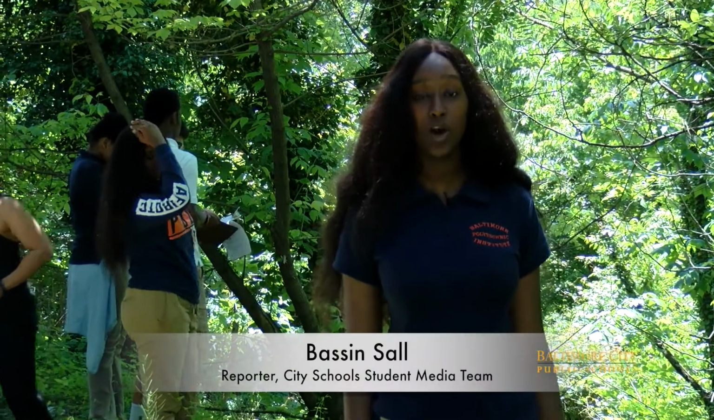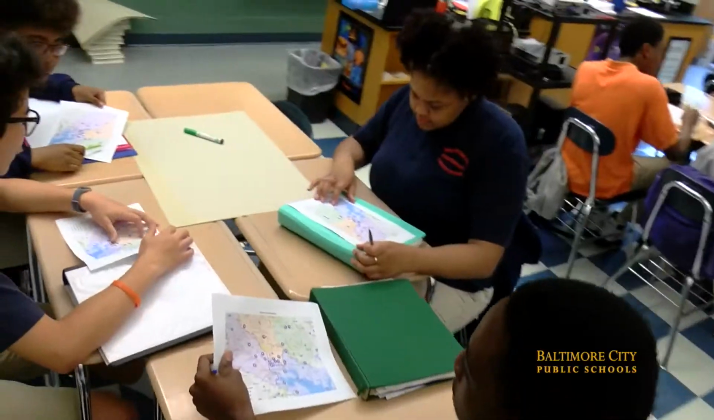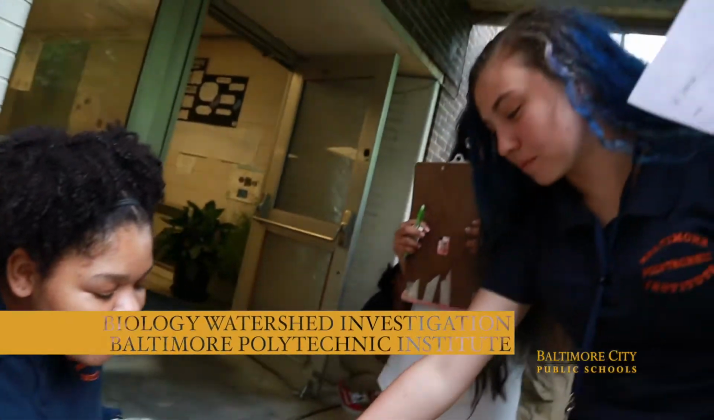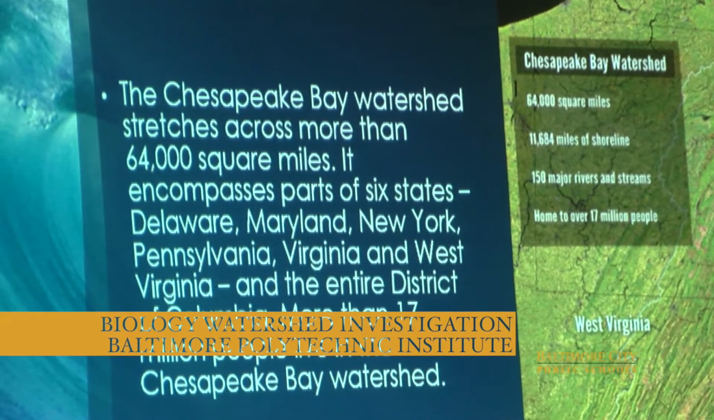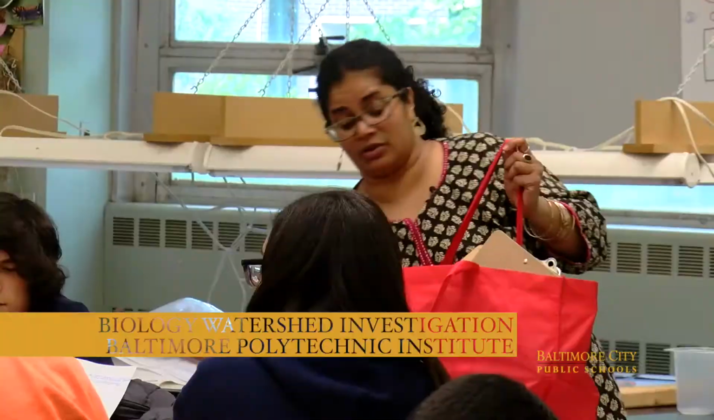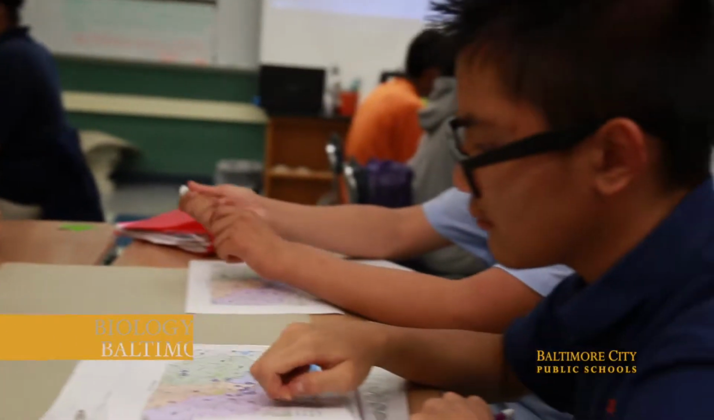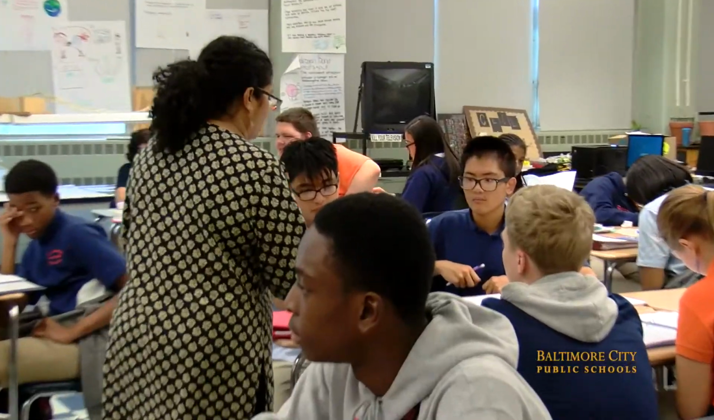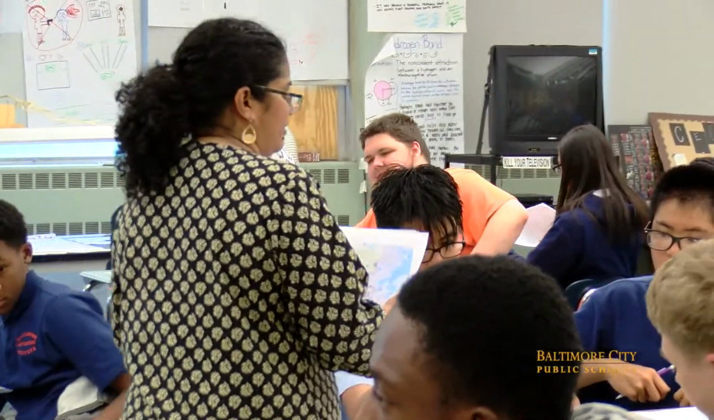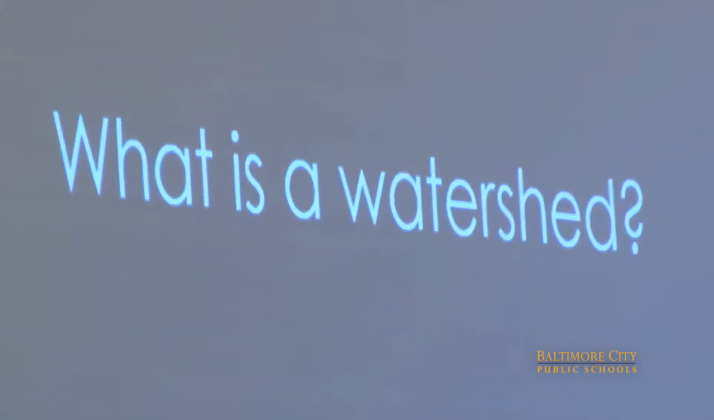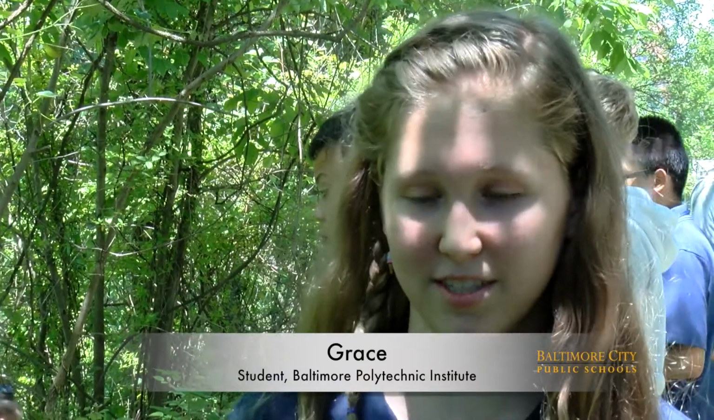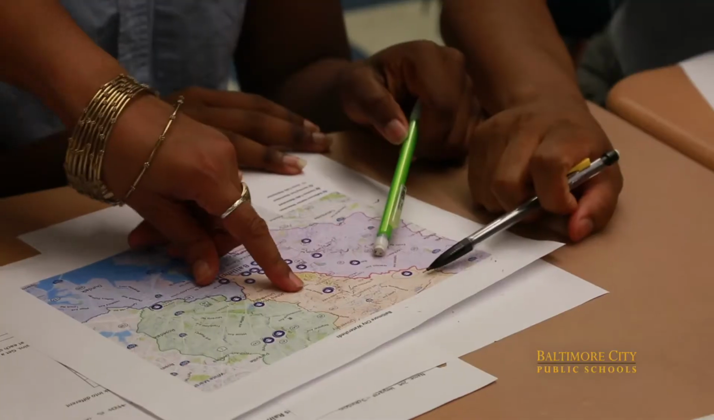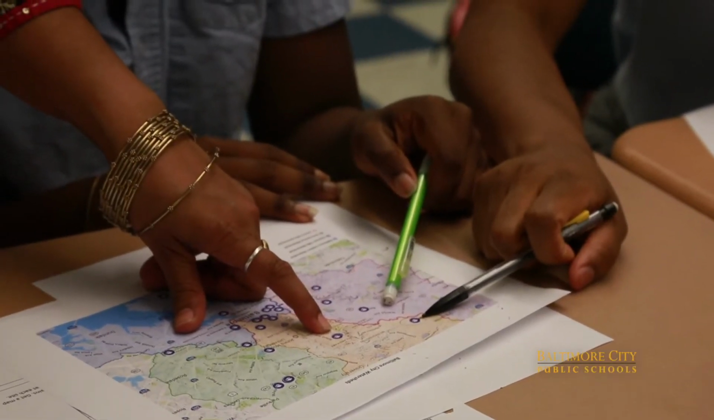Hello, this is Bass and Saul, and we're at the Baltimore Polytechnic Institute, where students are participating in an experiment to learn more about watersheds and the water in their environment. In your groups, decide what a watershed is based on this map. A watershed is an area where all the water goes and drains into, like from a mountain. If it drains down from the peak, it all gathers in one area.